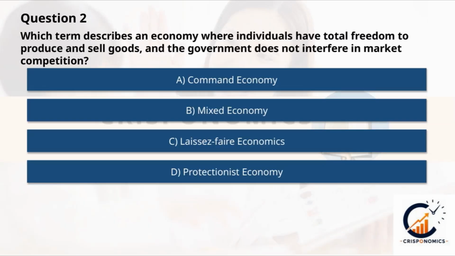Let's look at a key question about economic systems. Which term fits an economy where individuals have complete freedom to produce and sell goods, with no government interference in market competition? We're comparing 4 options: command economy, mixed economy, laissez-faire economics, and protectionist economy. This question helps us understand how different economies balance freedom and control in the marketplace. Think about which system truly lets the market operate without any government hand.